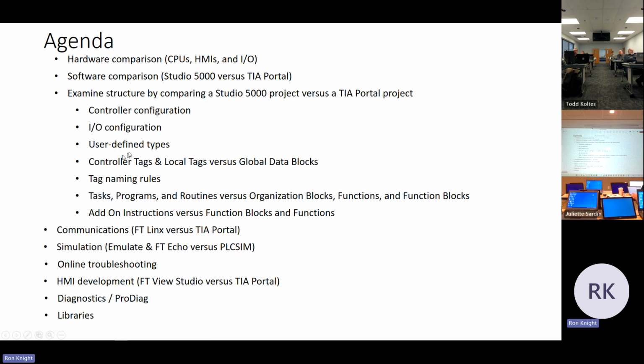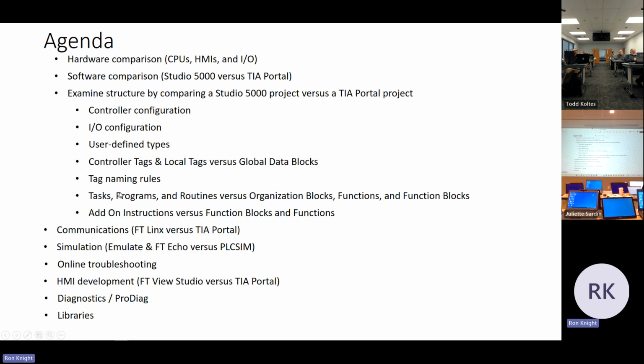To me, the first building block of object-oriented programming is the user-defined type. How do we do that in Siemens? How does it compare to the way we do it in Studio 5000? When I create tags, I know in Rockwell I can put them in controller tags or I can put them in program scope tags. Do I have that same type of structure in Portal? And what are the tag naming rules? How many characters can my tag names be? And can I use special characters like a number sign or a percent sign?